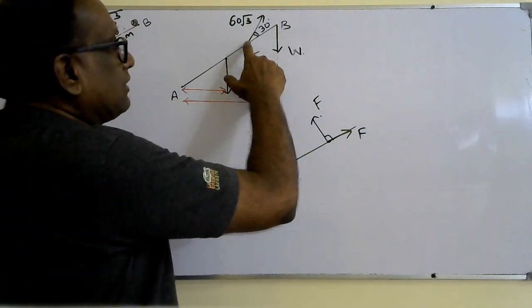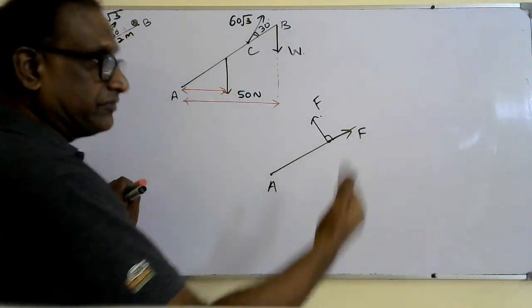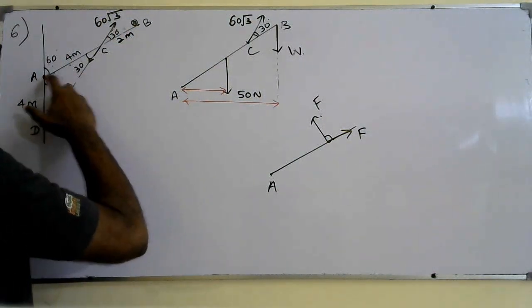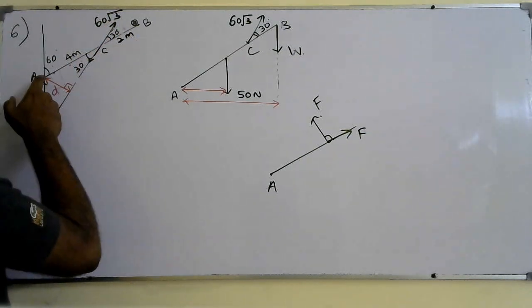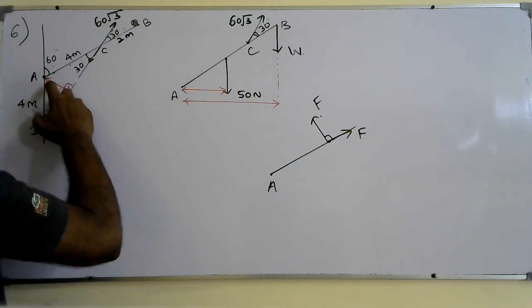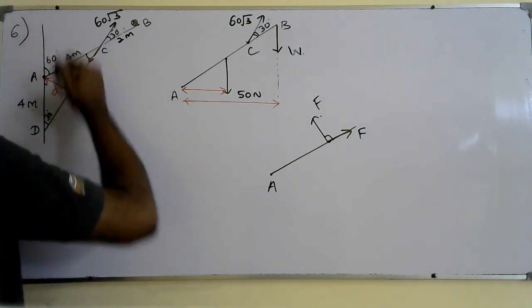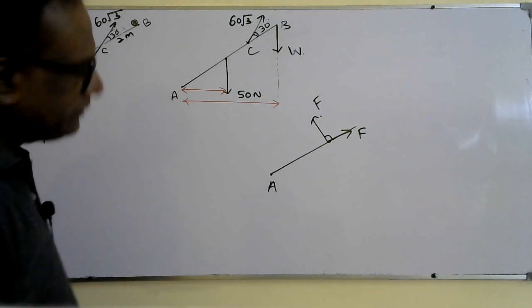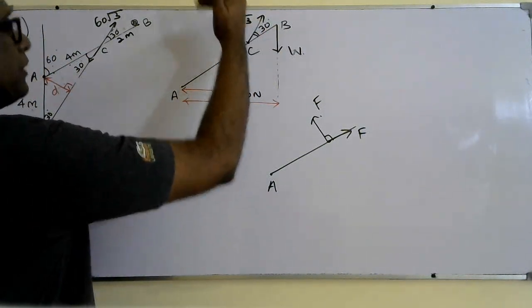You can resolve this force parallel to AB and perpendicular to AB. If you feel that is difficult, directly find the perpendicular distance to the line of action of 60 root 3, which is D. That D is in this right angle triangle. This is 30, this is 4, so it's going to be 4 sin 30. We'll do that way. It's okay, no problem. We'll find it rather than resolving it parallel and perpendicular.